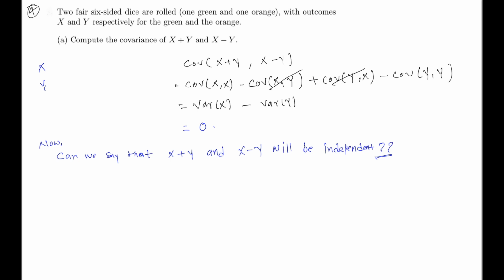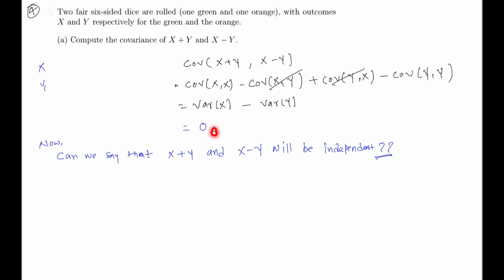Recall what we have learned. We have learned that if two random variables are independent, then the covariance will be 0. That is 100% true. But the converse statement is not true. We cannot comment about the random variables if we have found the covariance to be 0. If we have no info about the random variables and we have found that the covariance is 0, we cannot comment on whether those two random variables are dependent or independent.